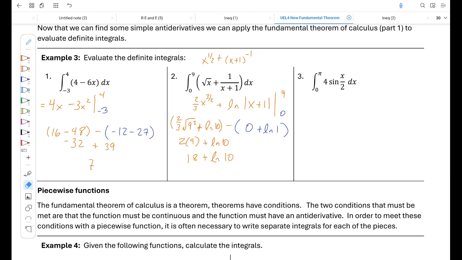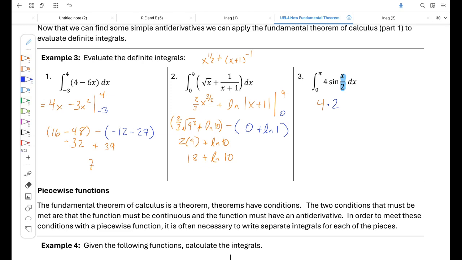All right, so we've got 2 things going on here. I've got a 4. That just comes along for the ride. I'm going to use the linear chain rule, so my coefficient is 1/2. So we'll multiply by 2, just to point out where it comes from. And an antiderivative of sine is negative cosine.